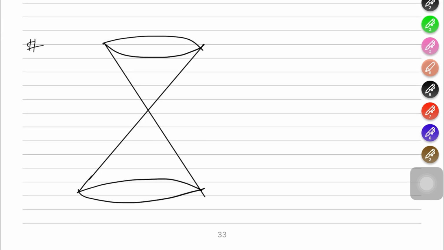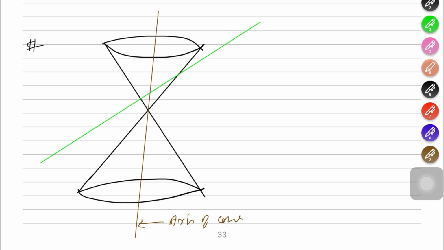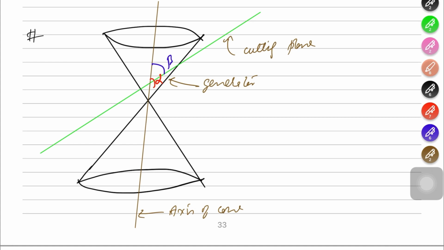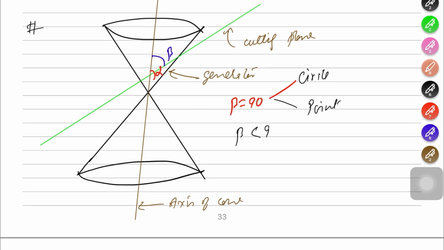This is a cone, and this is, let's say, the cutting plane. This is the axis of the cone, this is the cutting plane, this is the generator of the cone, and this angle is beta, whereas alpha is the angle between the axis of the cone and the generator. If beta is equal to 90 degrees, we get either a circle or a point. If beta is less than 90 degrees and greater than alpha, we get either an ellipse or a point.